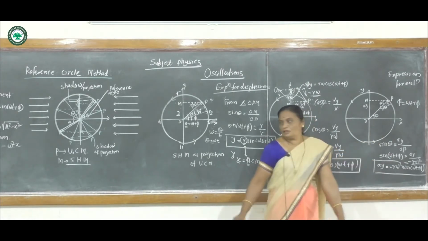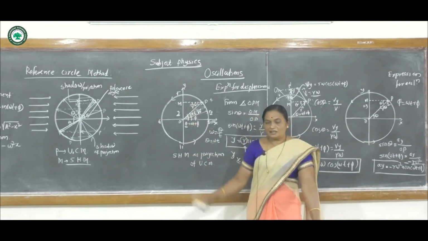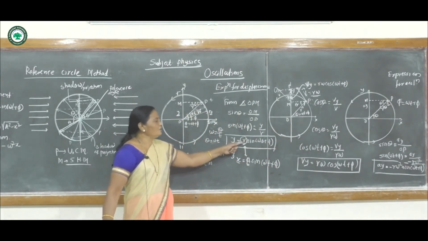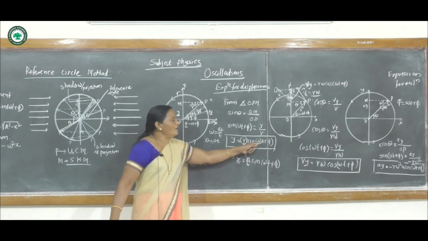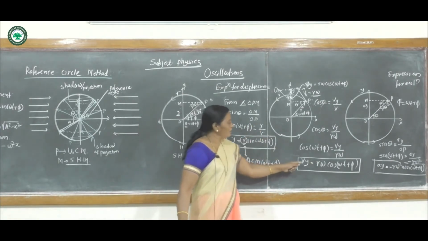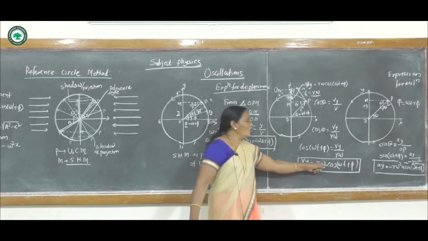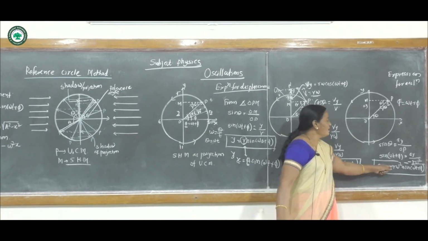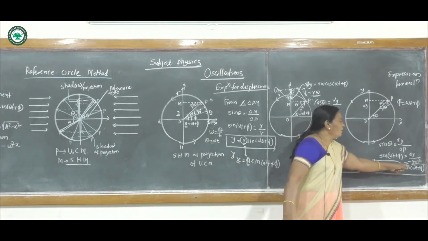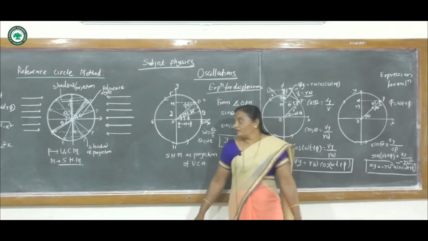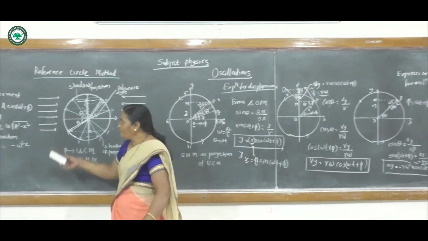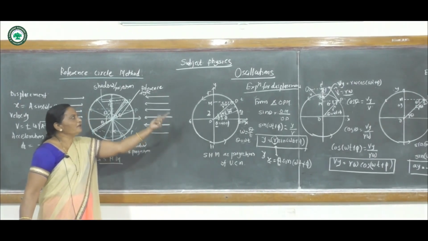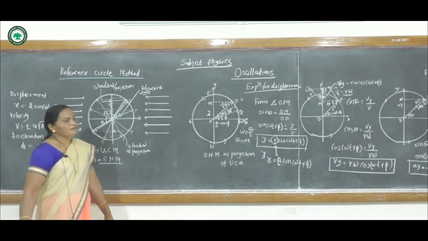These are the values from the reference circle method. The displacement is given by y is equal to r sine of omega t plus phi, velocity Vy is equal to r omega cos of omega t plus phi, and acceleration is minus r omega square sine of omega t plus phi. We can say that these values are due to the calculus method and these values are due to the reference circle method. Thank you.